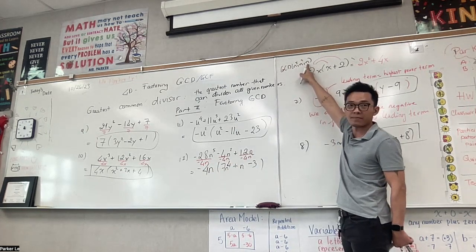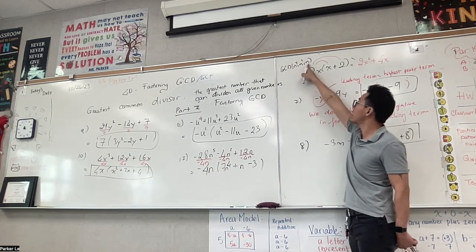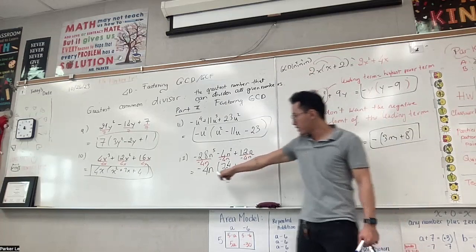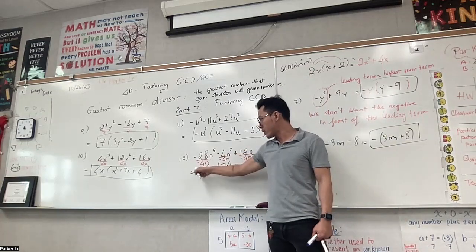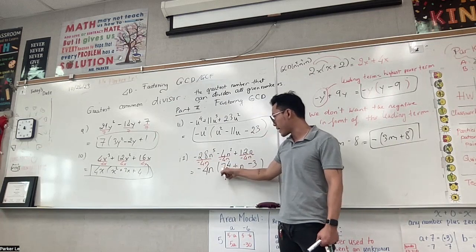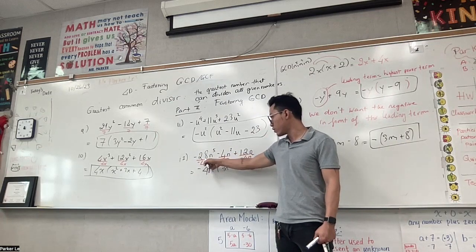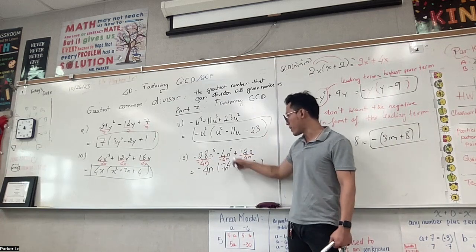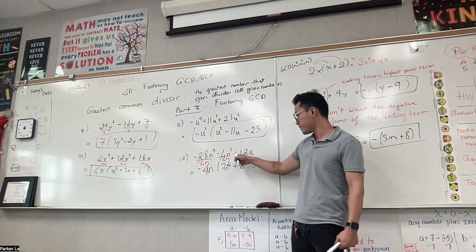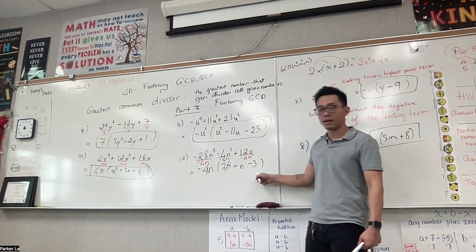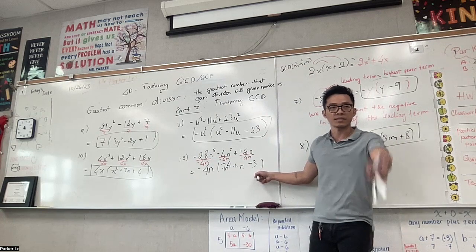You cannot go higher than n, because if you go higher than n, then this last term cannot be divided by it. So n is the GCD, and you have a negative, so you need to take out a negative. Negative 28 divided by negative 4 is positive 7. N to the 5, you took out 1, so you have 4 left. Negative 4 divided by negative 4 is 1. N squared divided by n is n. 12 divided by negative 4 is negative 3. Good? Your question.